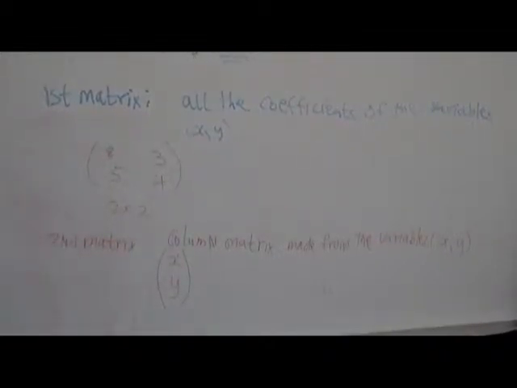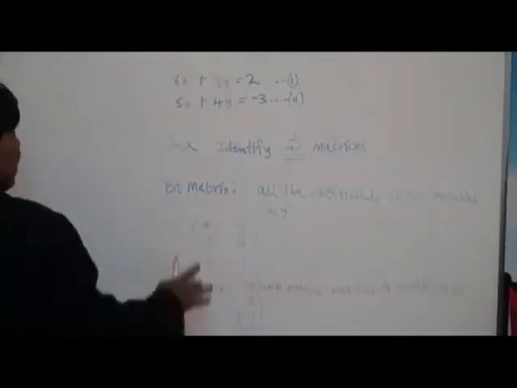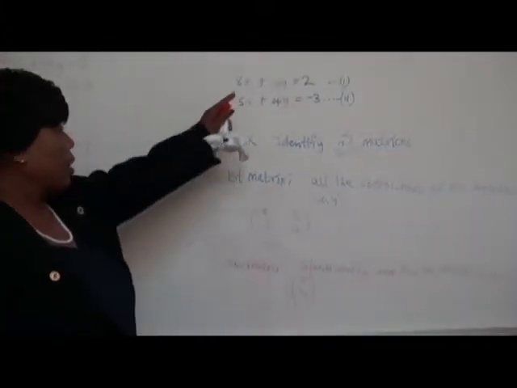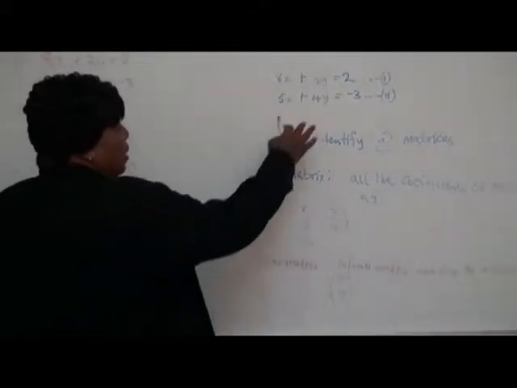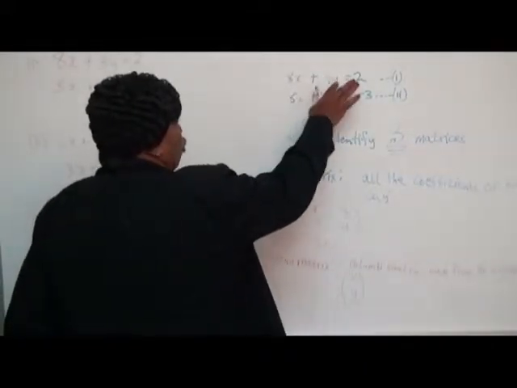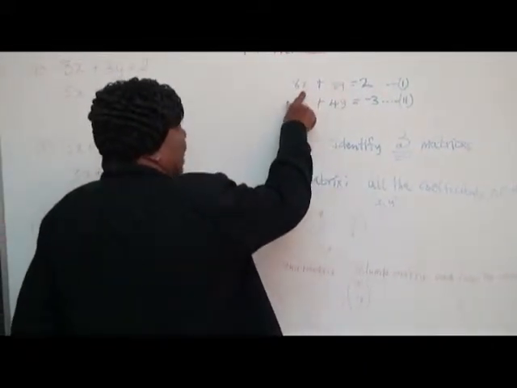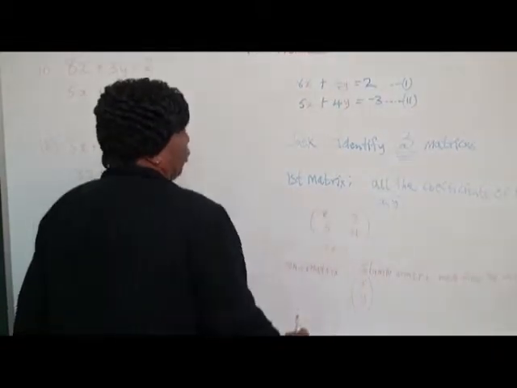Okay, so our first matrix comes from all the coefficients of the letters: 8, 3, 5, 4. The second matrix would tell us what variables we're using, x and y, just as they appear, the x first row, the y second row. It's not because of the line, it's the position. The first one we meet is the x, so that's why the x is written first.